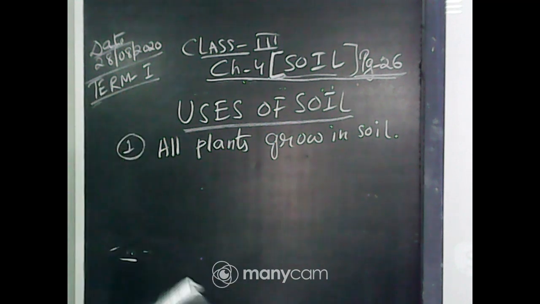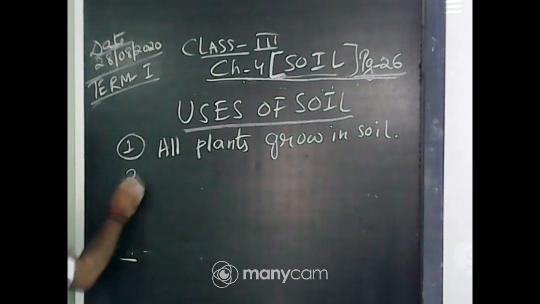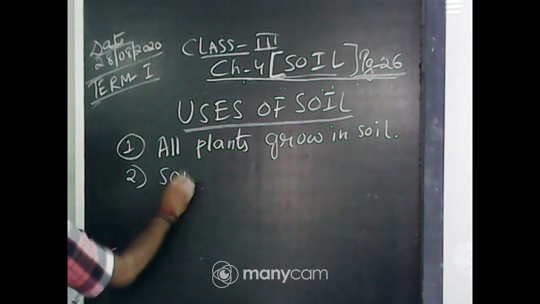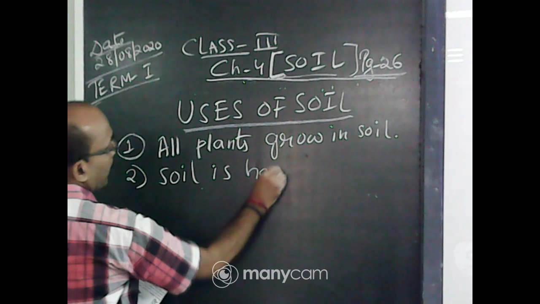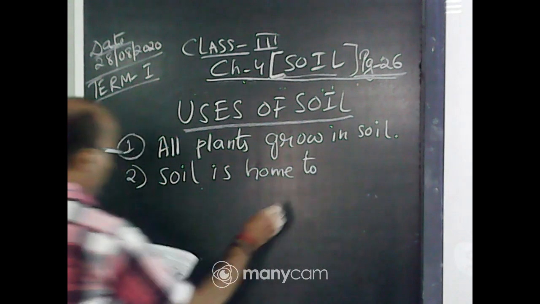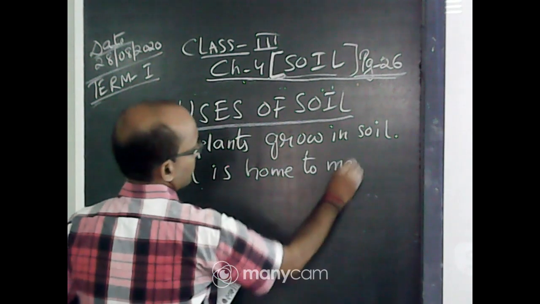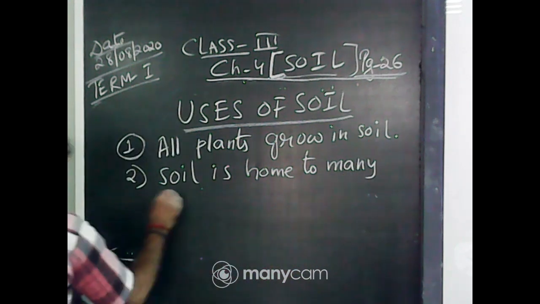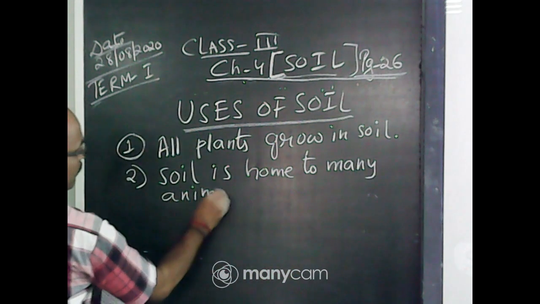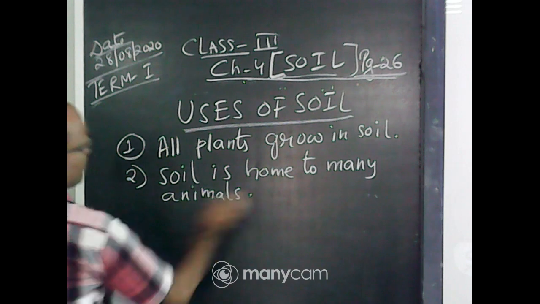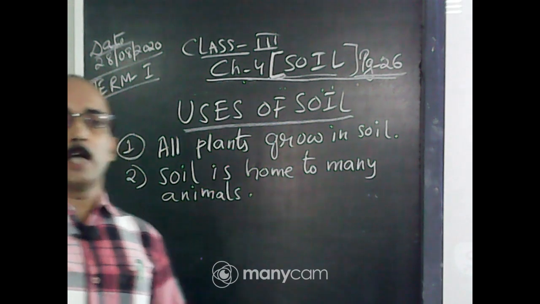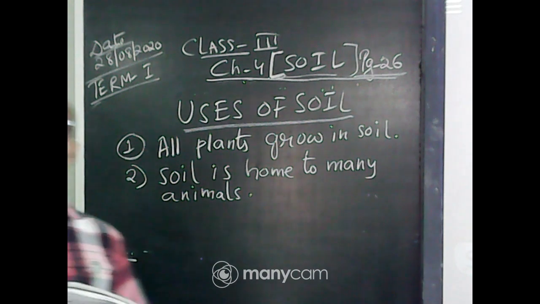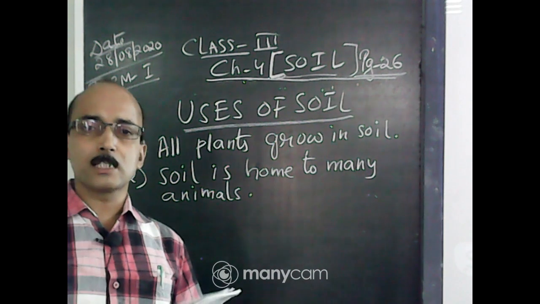Now, next point is soil is home to many animals. Soil is home to many animals. That means many animals live in the soil. So, what type of animals live in the soil?